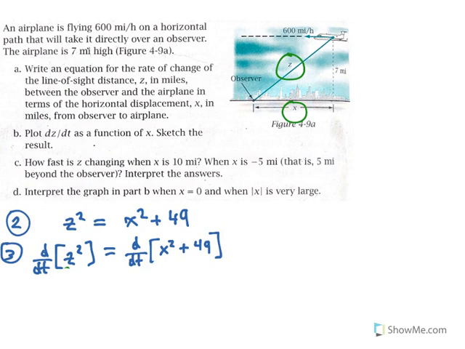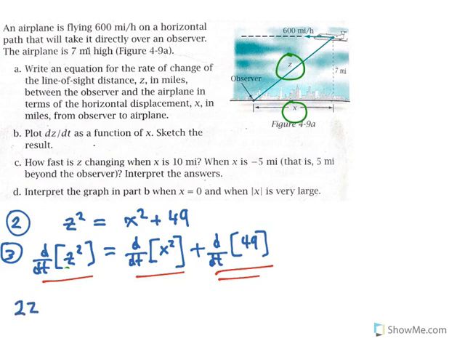Now on the right side, you have a sum, so you're going to write the derivative with respect to t of x squared plus the derivative with respect to t of 49. And of course, the derivative of a constant is 0, so this is just going to give you 0. For the other two terms, we're going to use the chain rule. We begin by taking the derivative of the outside function evaluated at the inside function of z, and multiply by the derivative with respect to t of the inside function. And we do the same thing for finding the derivative with respect to t of x squared.